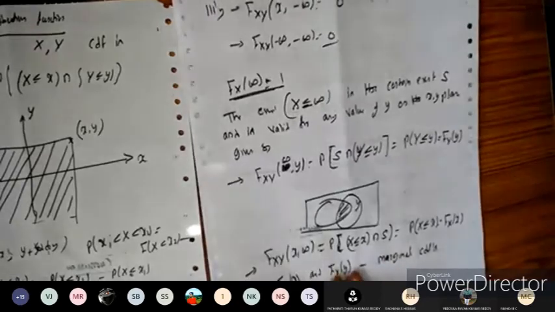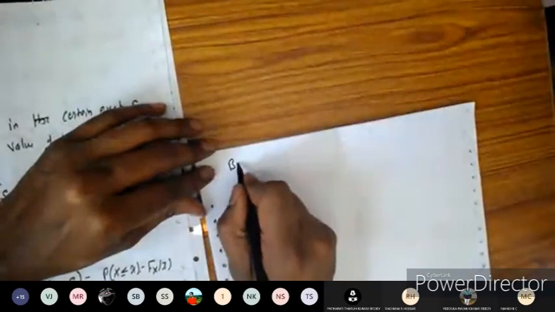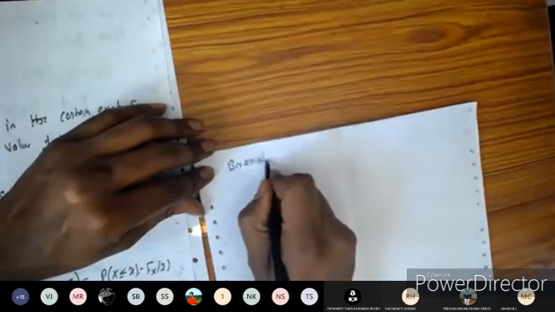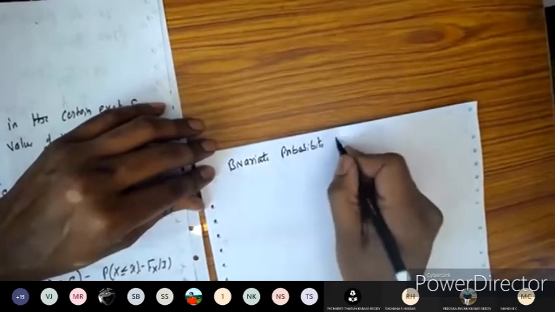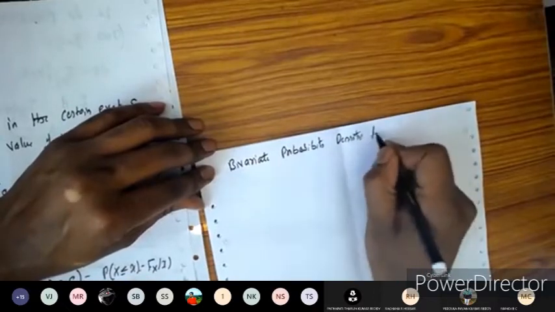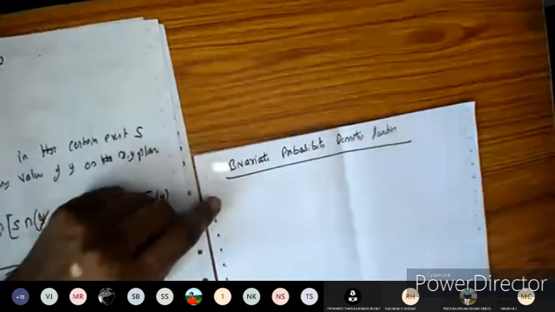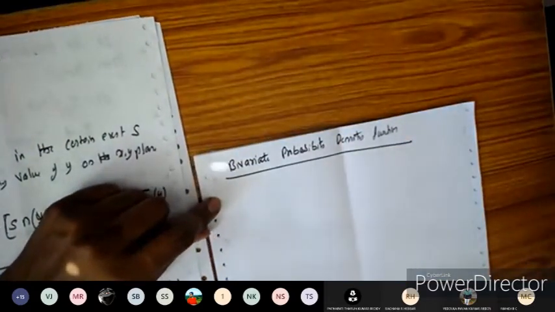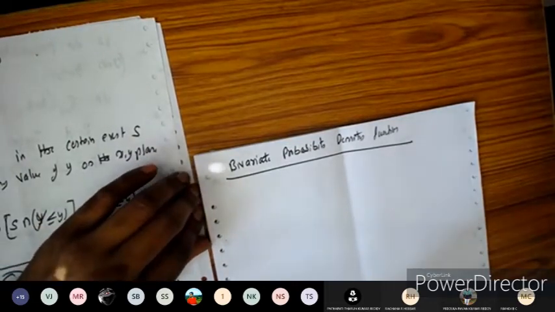Okay, fine. So next we'll go for the bivariate PDF. Let us see the bivariate probability density function. So you know that the PDF can be obtained from the CDF by differentiating the CDF. If you differentiate, you are going to get the PDF.